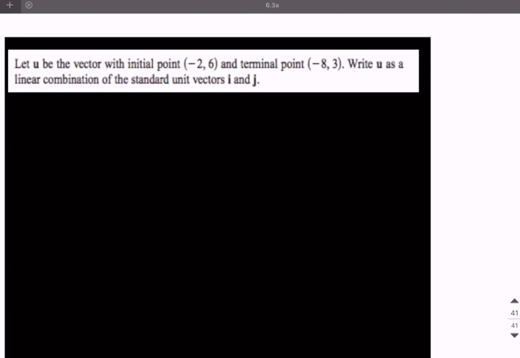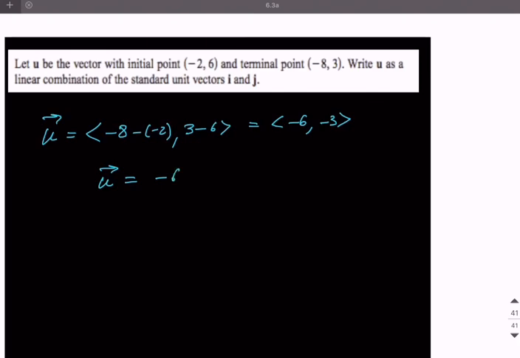So let's do the same thing again here. So here vector U component form is going to be negative 8 minus negative 2, be careful of the double negatives, and then 3 minus 6, and that becomes negative 8 plus 2 is negative 6, negative 3, so that means that U is negative 6i minus 3j, and that's the answer to this.